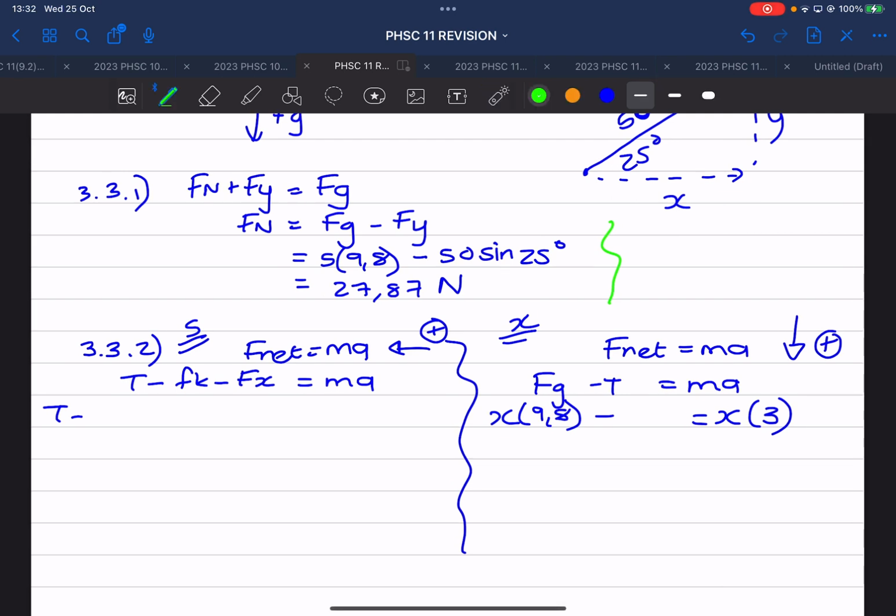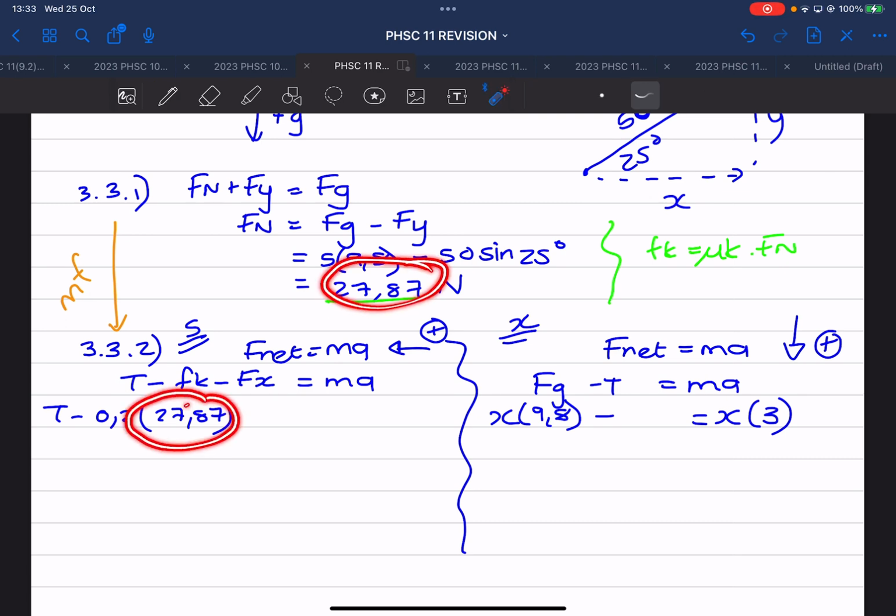So how do I calculate Fk again? Mu K times Fn. Do I have the coefficient? Yes, they told me that is 0.2. Do I have Fn? Yes, I just calculated it. Now remember, from one question to the next, we work with your mistake. So if you got the wrong answer there and you substitute in the correct place, you can still get full marks for the next question.